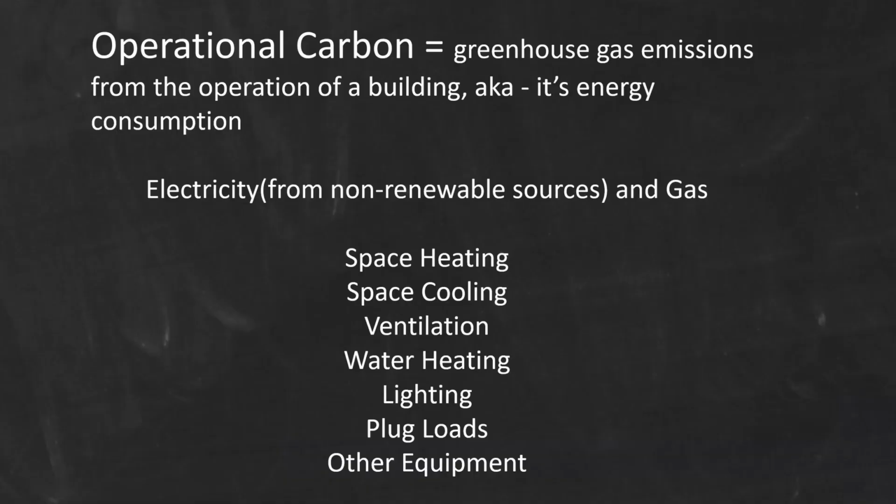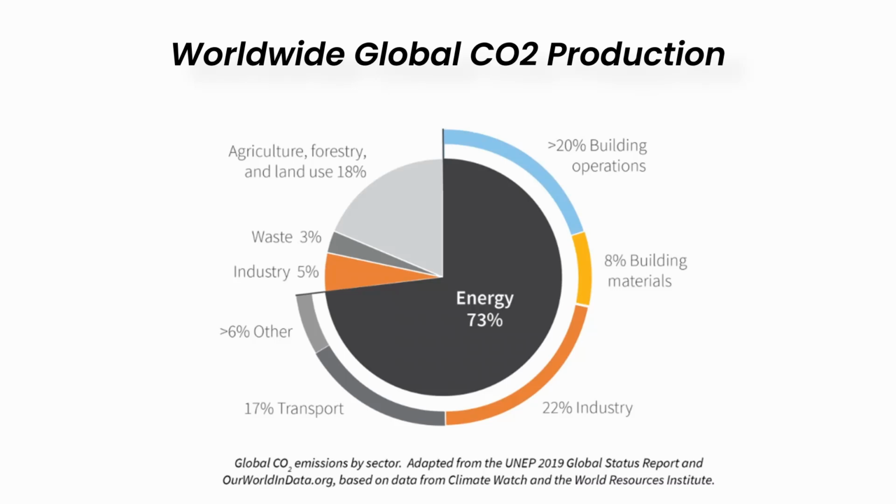So next slide. So what is operational carbon? Well, it's space heating and cooling and ventilation and water heating and lighting and plug loads and other equipment, the operation of the building. We're pretty much familiar with that, right? Next slide.